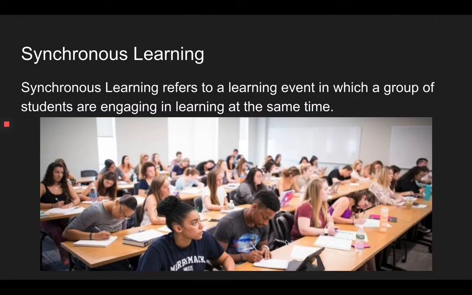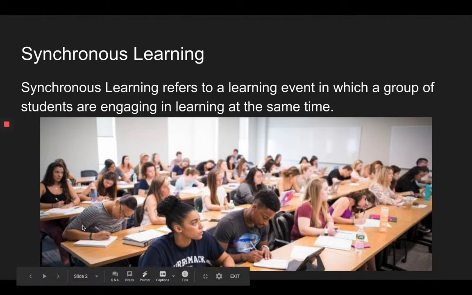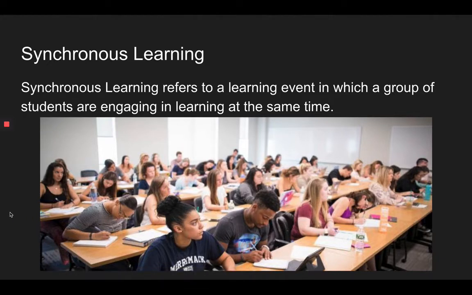What is synchronous learning? Basically, synchronous learning refers to a learning event in which a group of students are engaging in learning at the same time. So just as the picture shows down here below, here we have a classroom full of students and a professor at the front of the room lecturing to the students. Now, for these students to be able to attend this class, they had to show up to a specific place at a specific date and time to be able to participate in this event.